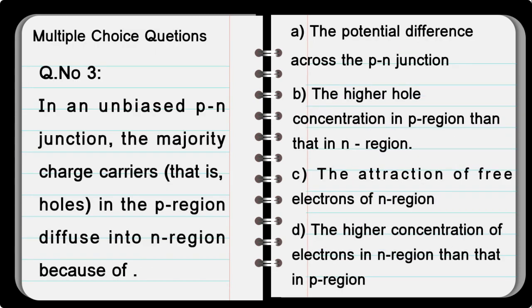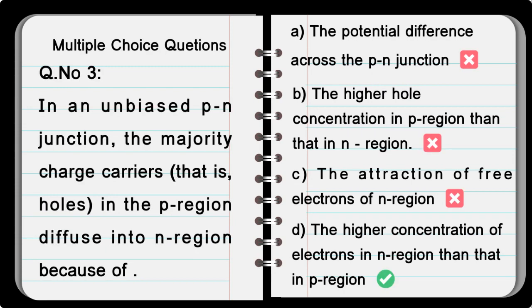Question number 3. In an unbiased p-n junction, the majority charge carriers, that is, holes, in the p region diffuse into n region because of Option A, the potential difference across the p-n junction. Option B, the higher hole concentration in p region than that in n region. Option C, the attraction of free electrons of n region. Option D, the higher concentration of electrons in n region than that in p region.